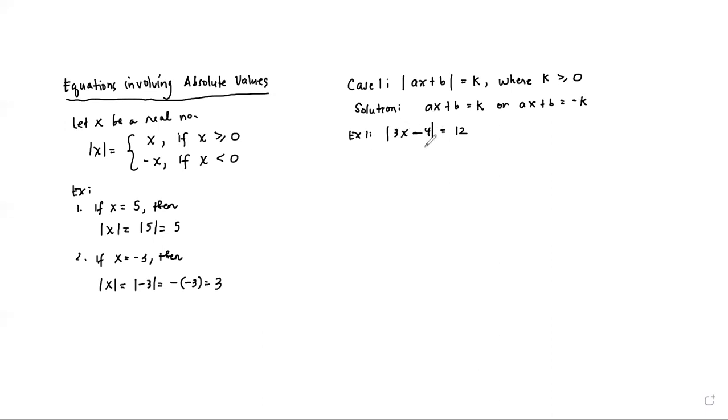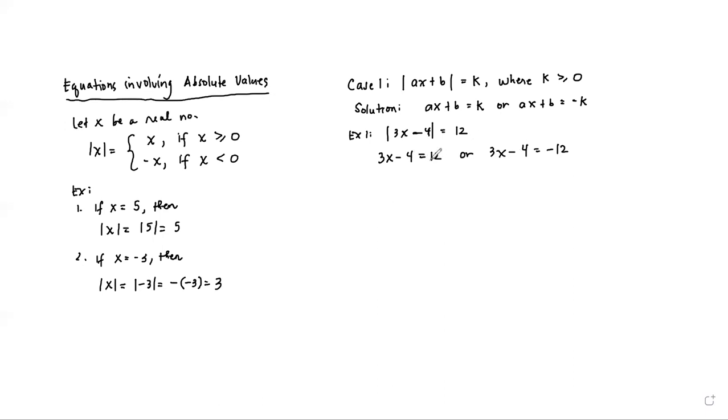So for example, let's consider the absolute value of 3x minus 4 is equal to 12. So in solving for this equation, we have to make sure that one side of the equation contains the absolute value and the other side would be the constant term. So in here, the solution would be to solve the equation 3x minus 4 equals 12, or 3x minus 4 is equal to negative 12.